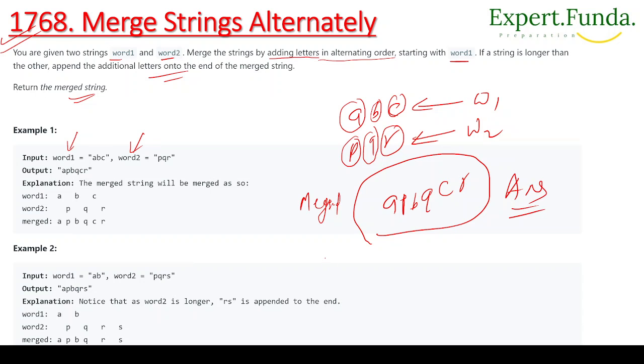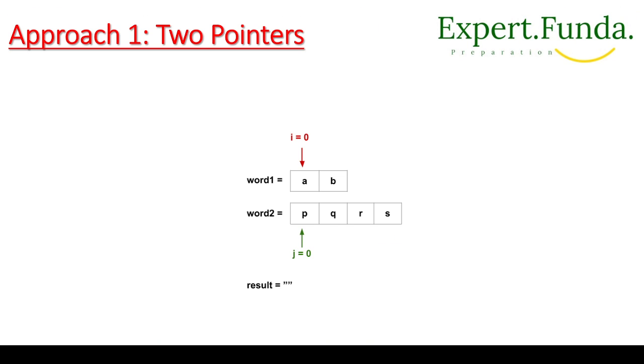Okay, I think that makes sense, right? So let's understand the code. Coming back to here, it is a two pointer approach, right? First of all, we have two things: word1 and word2. Word1 has A and B, and word2 has P, Q, R, S, right? So we'll start i from here and j from here. First i will go and then j will go, and we will append into the result.